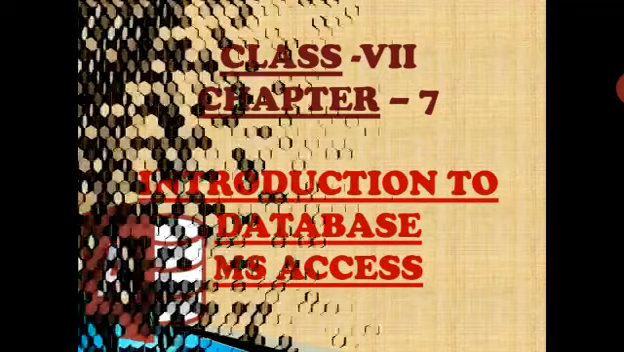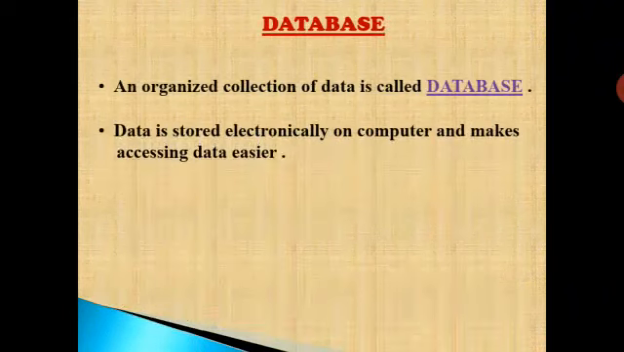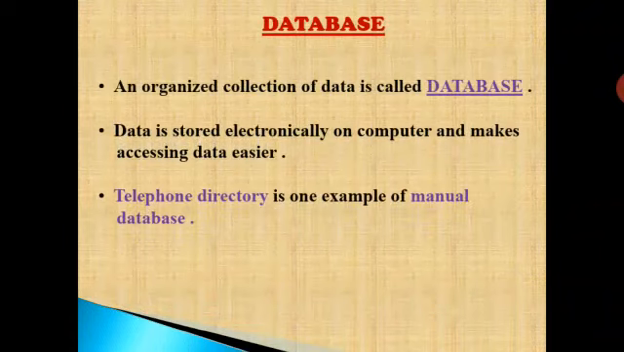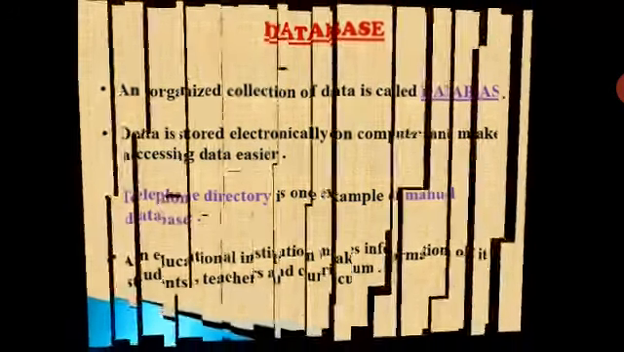Now, first of all, what is a database? An organized collection of data is called a database. Data is stored electronically on a computer and makes accessing data easier. A telephone directory is one example of a manual database. An educational institution maintains information about its students, teachers, and curriculum.